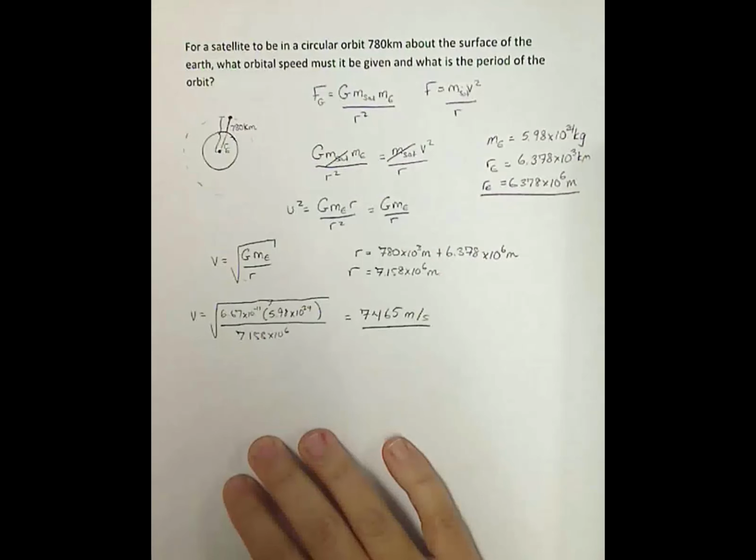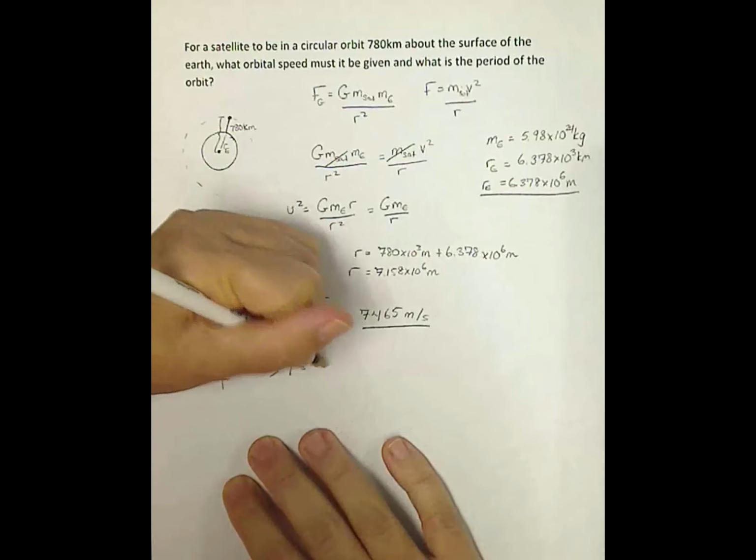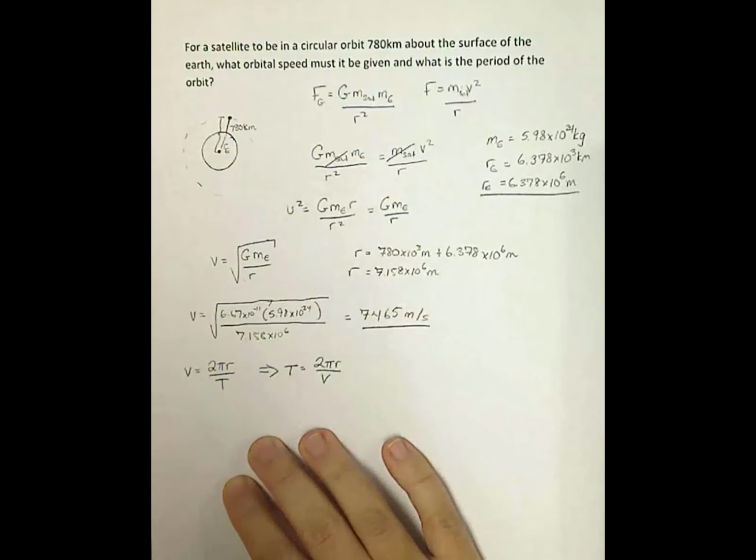Okay, so that's the orbital speed. What's the period of the orbit? Now we go back to what we had for our very first problem for this chapter. Remember, we say that v is equal to the circumference of the orbit divided by the period. So that means the period is equal to 2 pi r over v. Now, a lot of people mess up when they change this around. They say that it's v over 2 pi r. Make sure you understand the algebra on how to do this.